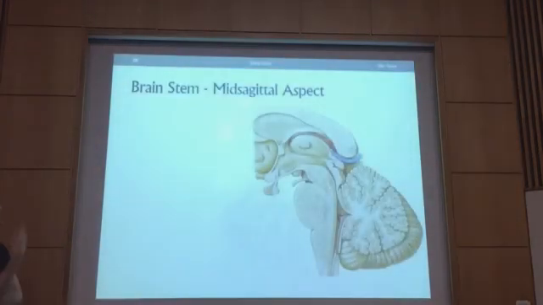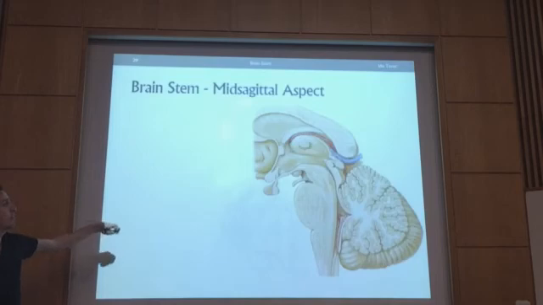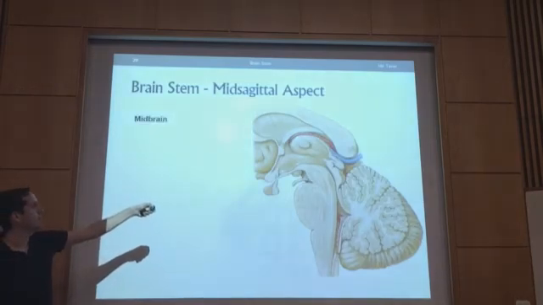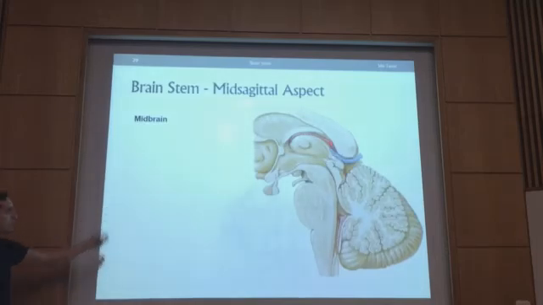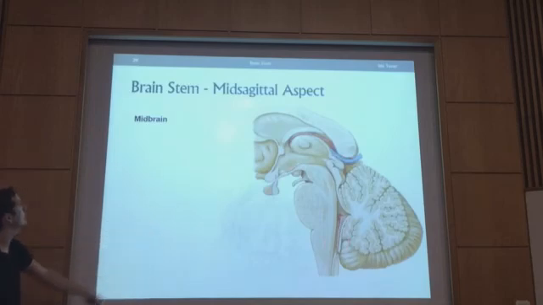The next thing I want us to do is to look at the brainstem in the mid-sagittal section. So now we're not looking from the ventral part or the dorsal part, but at the mid-sagittal section. This is the thalamus, hypothalamus, corpus callosum, etc. And this is the brainstem.